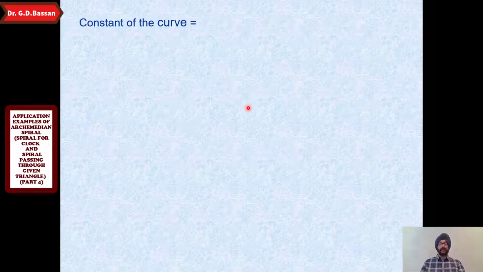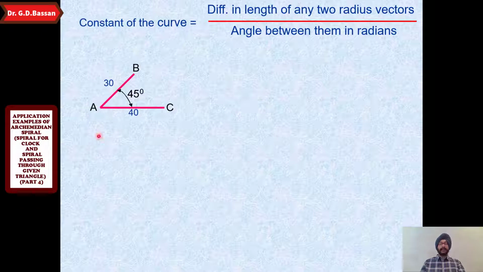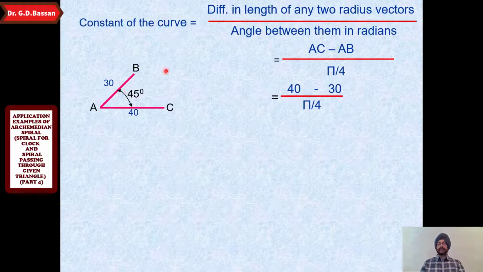Now what is the constant of the curve? As we learned in the previous videos also, the constant of the curve is nothing but the difference in length of any two radius vectors divided by the angle between them in radians. So here AC is one radius vector and AB is another. So we have AC minus AB divided by the angle between them, which is 45 degrees. We convert 45 degrees into radians, that is pi by 4. AC is 40, AB is 30. So our constant of the curve is (40 minus 30) divided by pi by 4, that is equal to 40 upon pi. Okay, so we have found the constant of the curve.